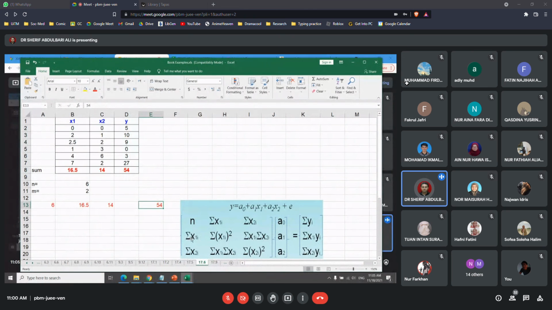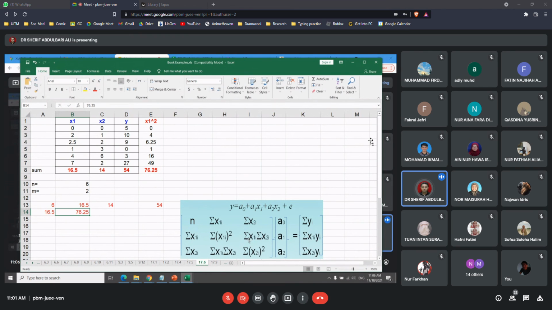Then I will go for the second row, or the second equation. I need to get the summation of x1, so it's 16.5, and the summation of x1 square. I don't have this one, so I need to create the column of x1 square. I will square all the values of x1 and find the summation of all these values. So it's 76.25. You put it here, 76.25.